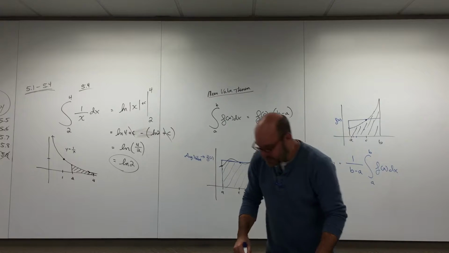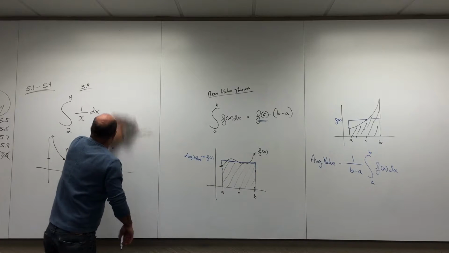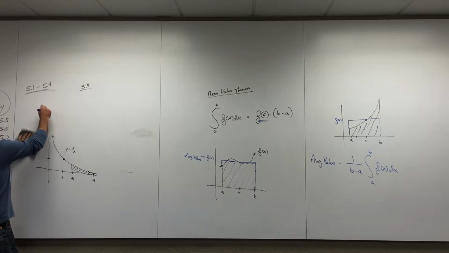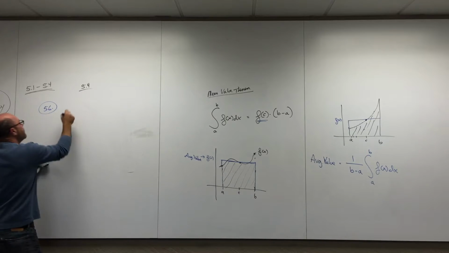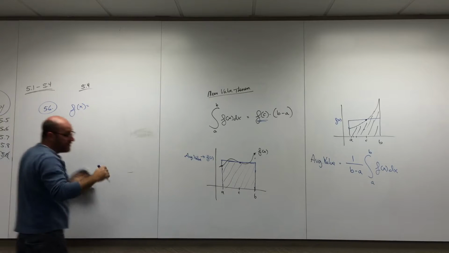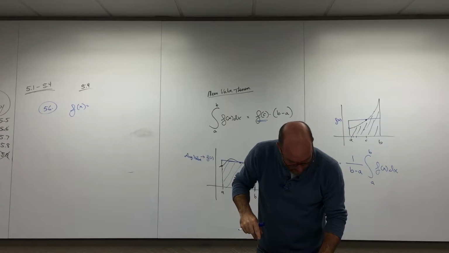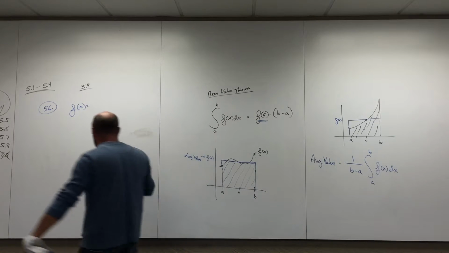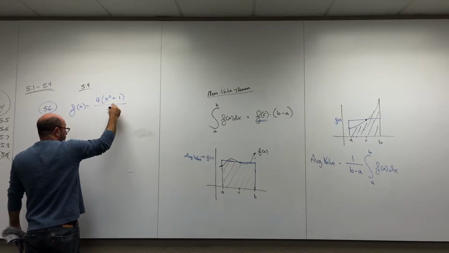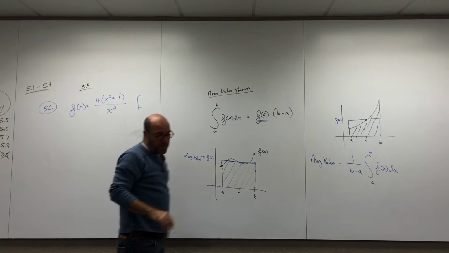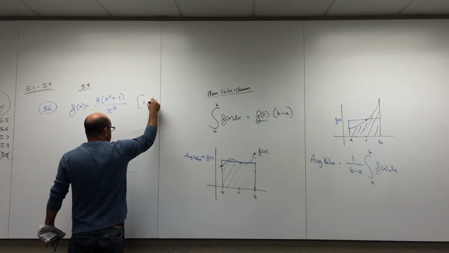I could try this 56. It looks kind of tricky. I'm in 5-4, and I want to try number 56, which says find the average value. They give me a function and an interval. The function is kind of wild: 4x squared plus 1 over x squared. And they give me an interval of 1 to 3.